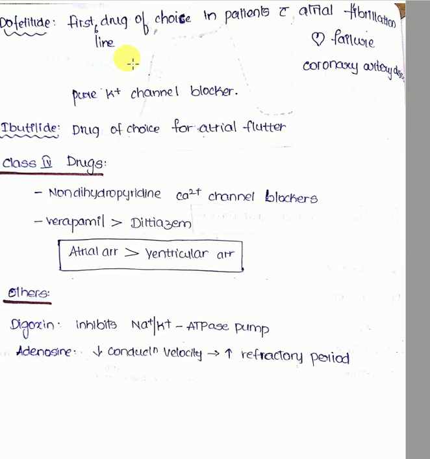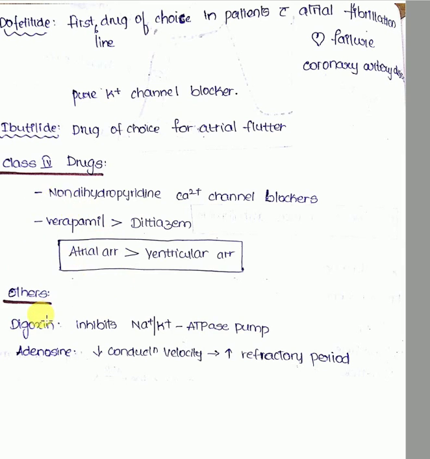Examples are verapamil and diltiazem. Verapamil and diltiazem come under the non-dihydropyridine calcium channel blockers. Class 1B drugs show action against ventricular arrhythmia, whereas these calcium channel blockers show action against atrial arrhythmia. This is the description about class 4 drugs.